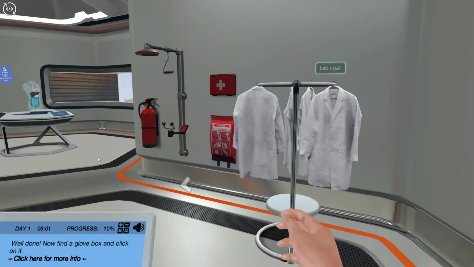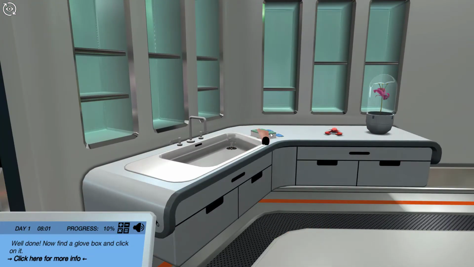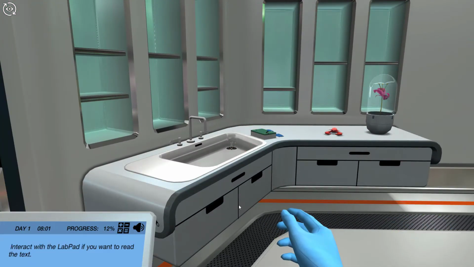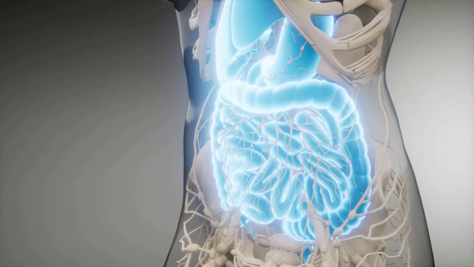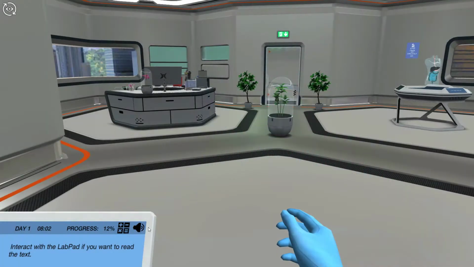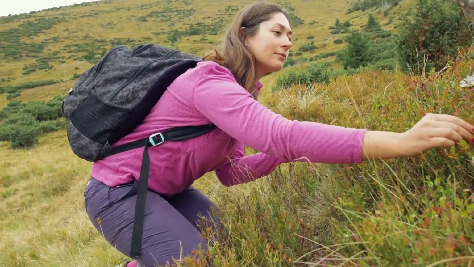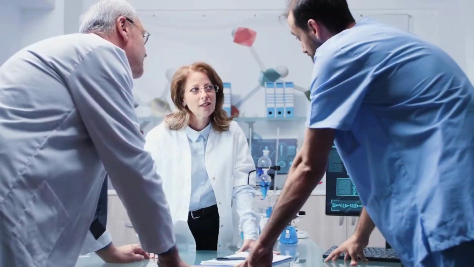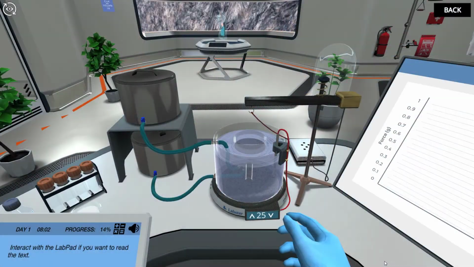Well done. Now find a glove box and click on it. Hello there, young scientist. I take your presence here as to understand the predicament that your fellow human faces with her digestion system. Go to the myograph workbench. You might wonder why eating some berries can cause stomach ache. To answer that, we will perform some experiments using a rat intestine. Onwards. Click on the rat intestine inside the beaker.